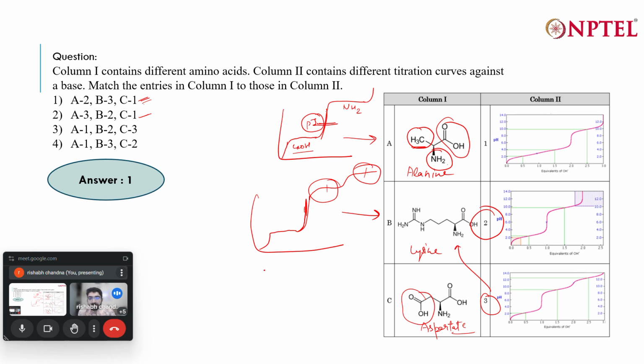In the case of aspartic acid, we have two carboxylic groups, one on the R chain and one on the amino acid. So it will have two plateaus at the lowest pH. First it will go like this, then this is for the pI, and this is for the amino group. This is the typical titration curve of aspartic acid. Hence the correct answer would be option number 1.